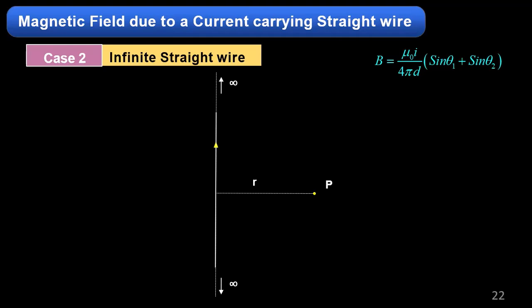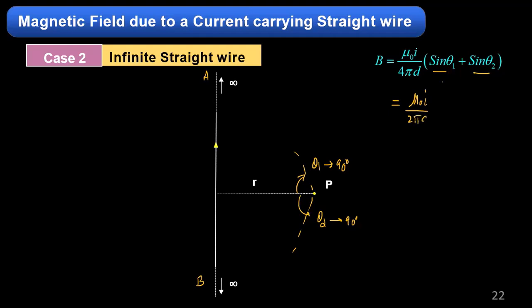Now another variety of the problem is the infinite straight wire. Infinite straight wire means now you cannot view both the points A and B. If I move in this direction, then the theta 2 angle is tending to 90 degrees. If I move in this direction, then the theta 1 angle is also tending to 90 degrees. So both theta 1 and theta 2 are tending to 90 degrees, but they are on opposite sides. So for that situation, both are to be positive. So this is sine 90, this is sine 90, meaning 1 plus 1 means 2. So ultimately I am left with mu naught I by 2 pi d.